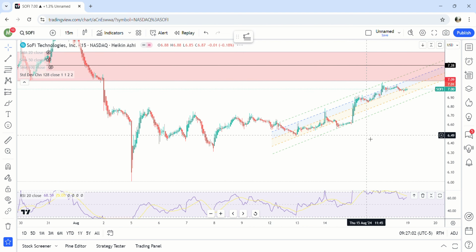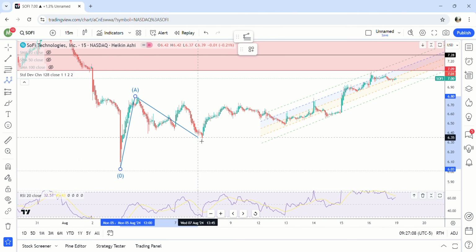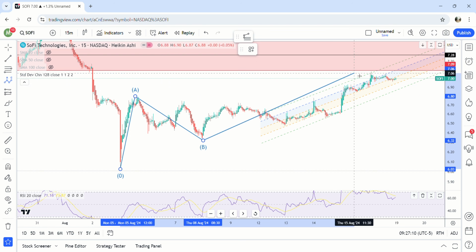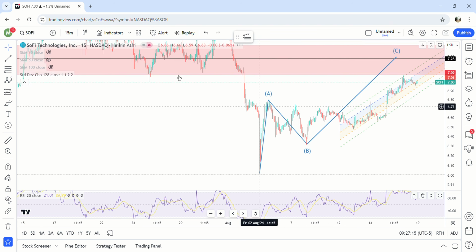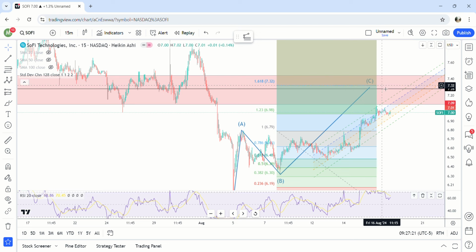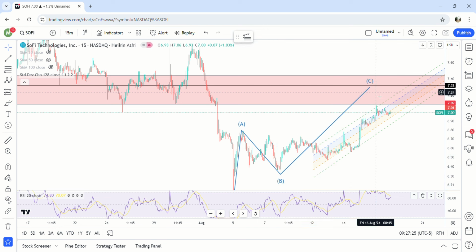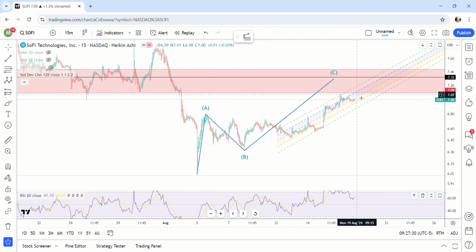So I still think that this is an ABC move. You have your A wave right here, B right here, and we're on the way to completing the C wave. The max target for the C wave is going to be up here at the 1.61 fib at 7.32. So 7.32 is the max target. It could end here. It could end up here.